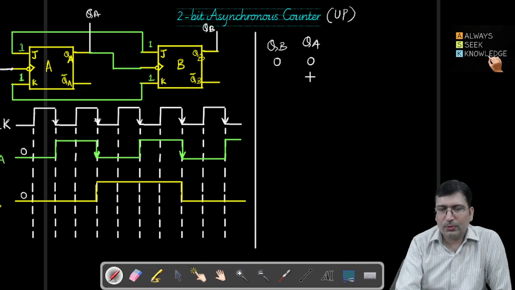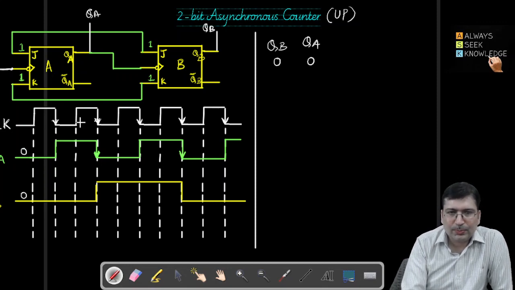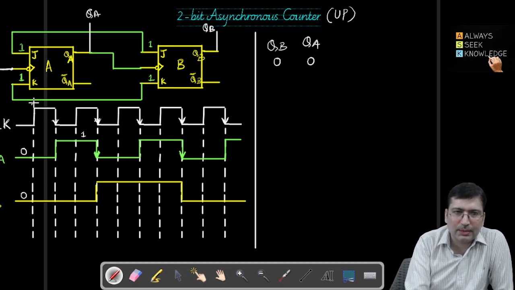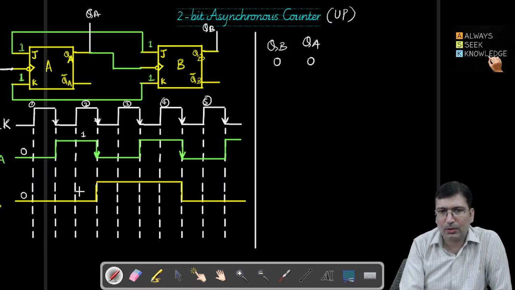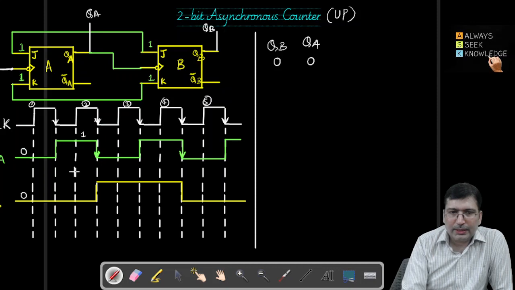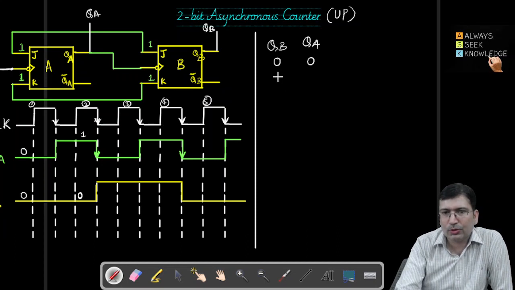Now the combination of QA QB like this, in the next pulse when it is here, this QA is becoming high. So this is high for this complete second cycle. So this was the very first cycle. I'm saying this is the second cycle, this will be the third cycle, this will be the fourth cycle, and this will be the fifth cycle of the clock. So in this, QA is 1 and QB is 0. So QB is 0 in the second cycle and QA is 1 in the second cycle.